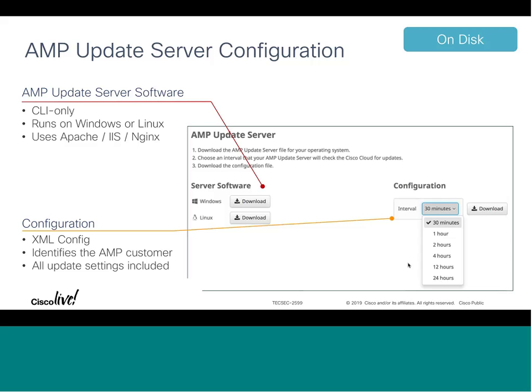So in the last screen, our update interval was how often the client endpoint connector pings the update server for an update. This is how often the update server checks the big wide world to see if there's a new version of the TETRA signature database.